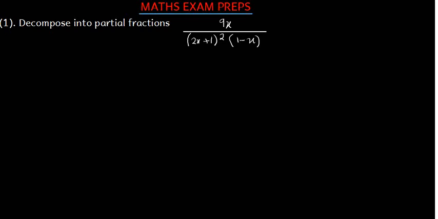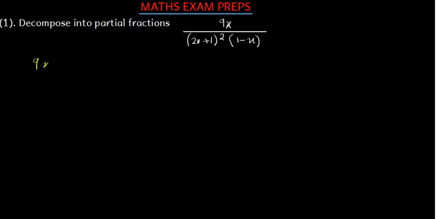In this video, we continue with the equations that we already started solving. Now we want to decompose 9x divided by (2x + 1) squared times (1 - x) into partial fractions. So write it here: 9x divided by (2x + 1)(2x + 1) squared, then (1 - x). So we want to break this.